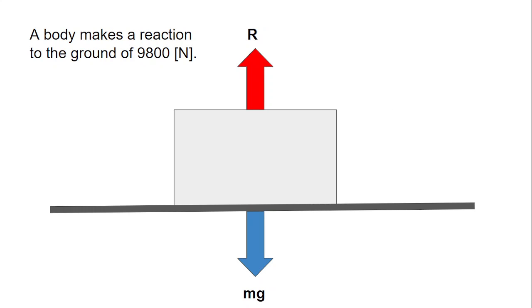We could also see this the other way around. Imagine we are given the reaction and we are asked to find the mass. So we have R equals mg. If we divide both sides of the equation by g, we get M equals R divided by g. In this case, M equals 9,800 divided by g. M equals 9,800 divided by 9.8, which gives us M equals 100 kilos.